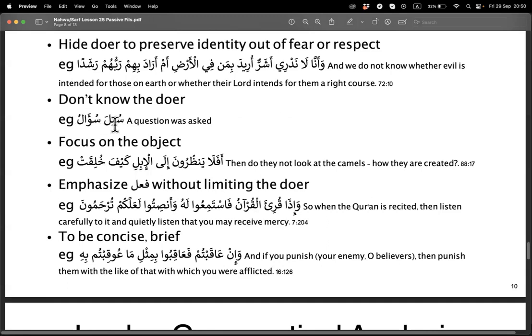A question was asked. So you will hear a lot of this said, especially in lectures, at the end of the lecture, maybe the sheikh takes out a piece of paper. This is a question being asked. We don't know who the questioner is basically. So we don't know the doer.